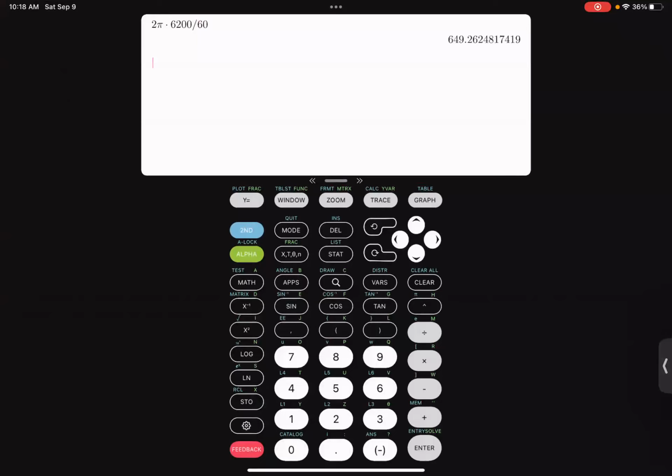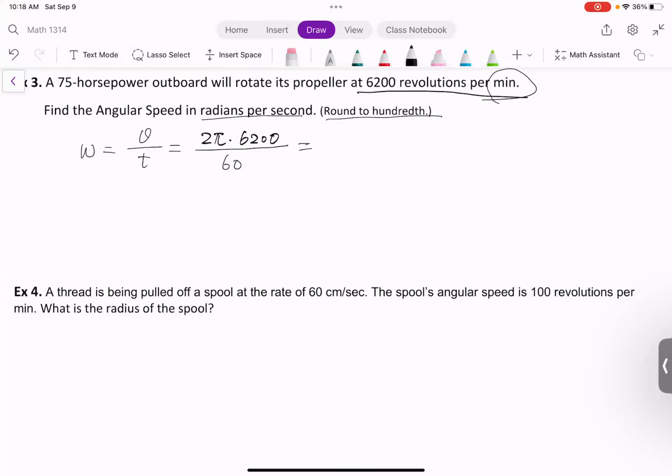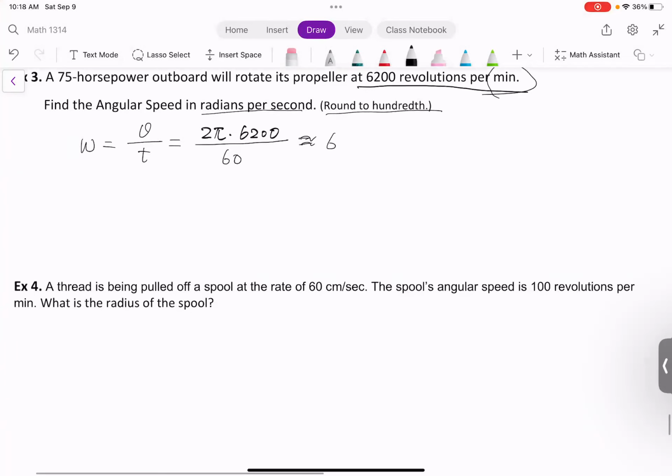Let me write down 649.2624817. The question says, round to hundreds. I will keep 2 decimal places. I'm having 649.26 radians per second. All right, let's see the next one.